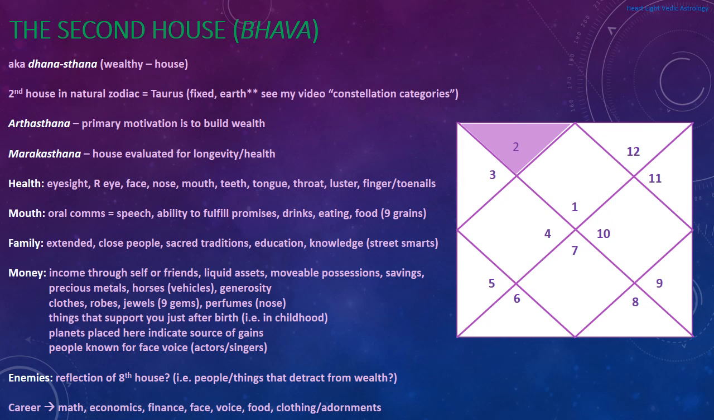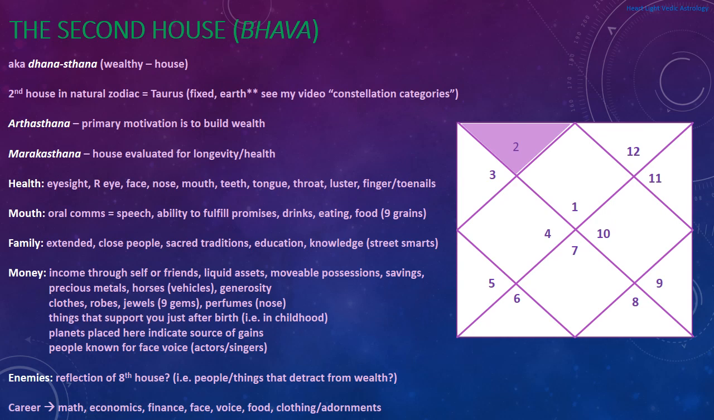The other thing that may not be so obvious is that the second house is also called Maraka Sthana. Maraka means death, and so this is one of the houses that's evaluated when looking at longevity and or health problems, but typically longevity. If there are problems going on with the second house, it may not affect longevity, but it might affect health. So there might be some strains of health when the second house is challenged for somebody.